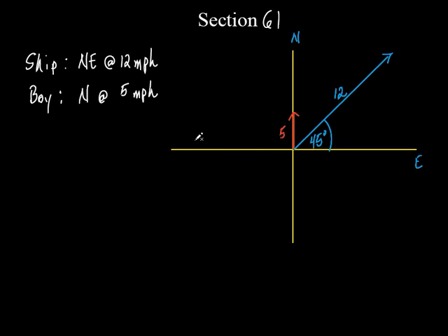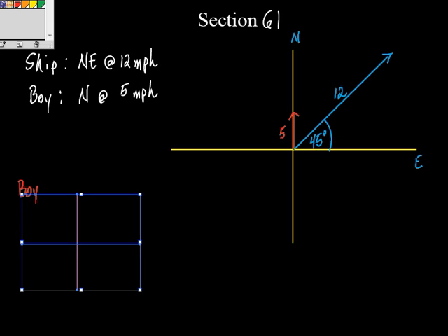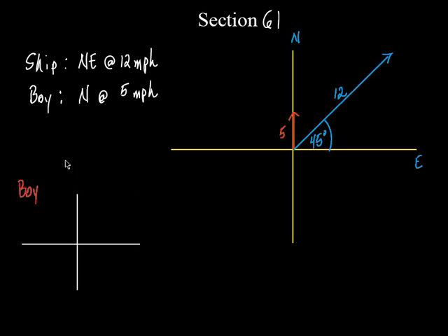So let's do this in red since we're in colors here. Let's take the boy right here and figure out how we're going to do this. Actually, let's do this in white, then we'll do the vector in red. All right, so what's it doing? It's going 5, right, like this.